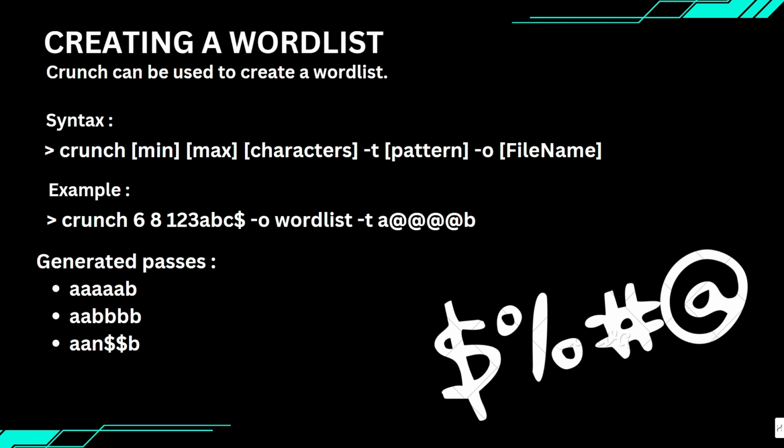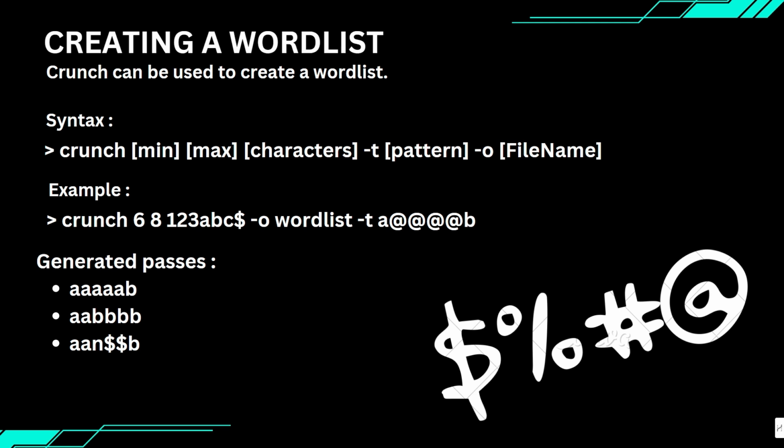After that, we use the -o option to specify the file name where the passwords are going to be stored. We have a small example here that will generate a list of passwords that start from 6 characters to 10 characters and contain these characters right here. So it's going to create a combination of 123 ABC and dollar sign. It's going to store it in a file called wordlist. These passwords will always start with A and end with B.